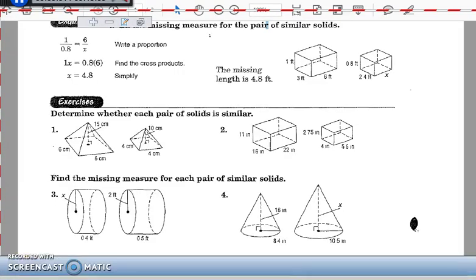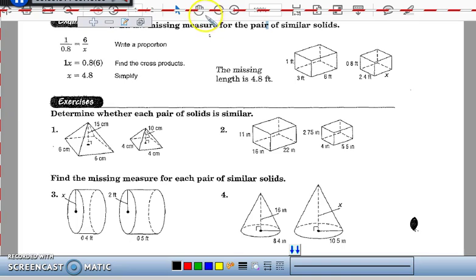Okay, make sure you turn to 11.6 study guide. You're on the study guide side. We're doing similar solids. This side should be pretty easy because we've done similar figures, and the only difference between this and similar figures is that there's a third dimension. But because we're doing proportions, you still only need to use 2 dimensions.